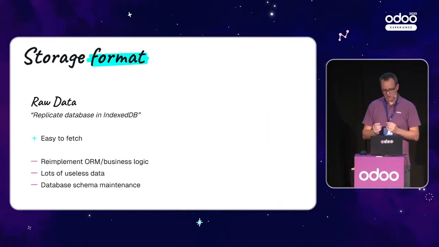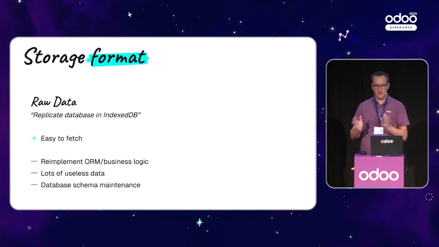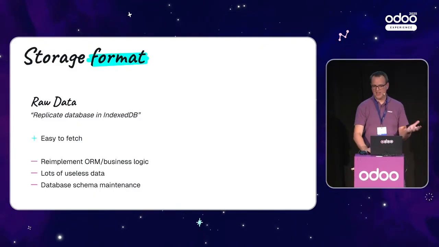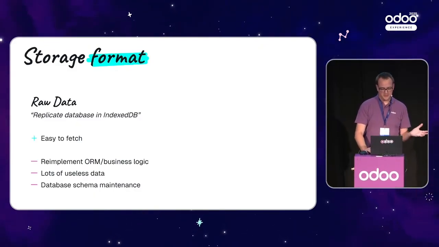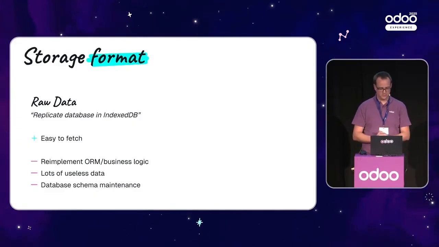The next step is, okay, how can we store this data? We have two main possibilities. The first one is about the raw data. Basically, we can replicate the Odoo database in the IndexedDB. It's quite easy because we just have to copy-paste the data in the IndexedDB.